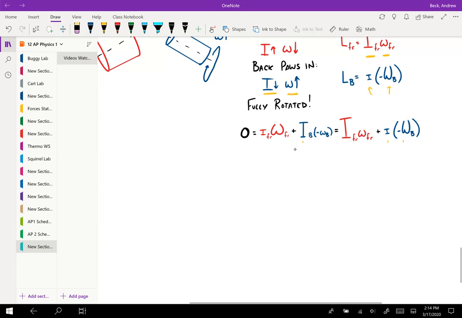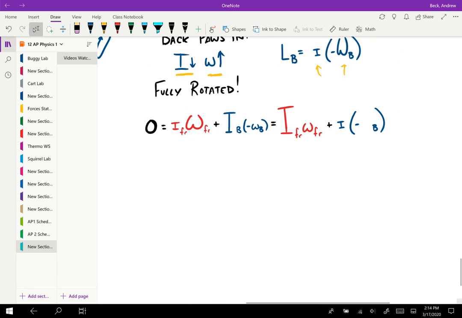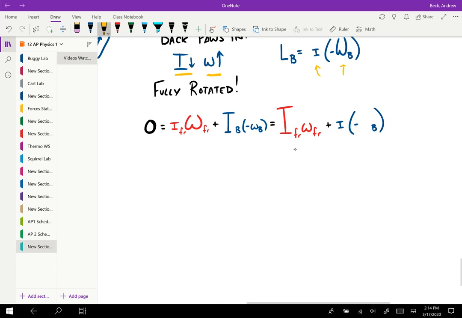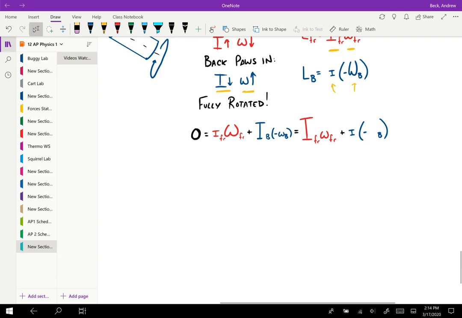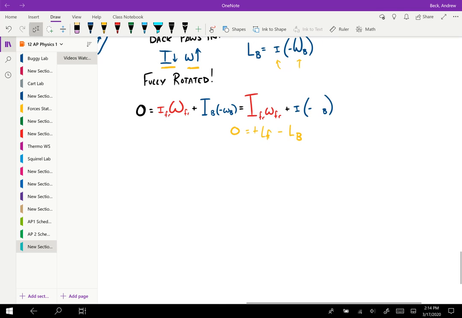And then the back half, same thing: large I, low omega, low I, large omega. Then on the full scale, angular momentum is still conserved. We have this idea that the positive angular momentum from the front half minus the angular momentum from the back half still equals 0, just like it did before. So we have the front half's angular momentum canceling out the angular momentum of the back half.